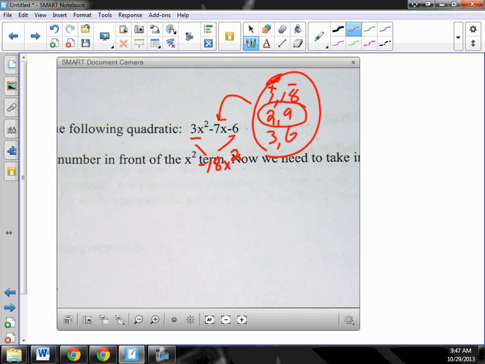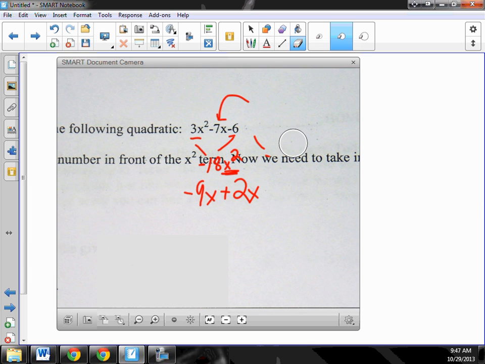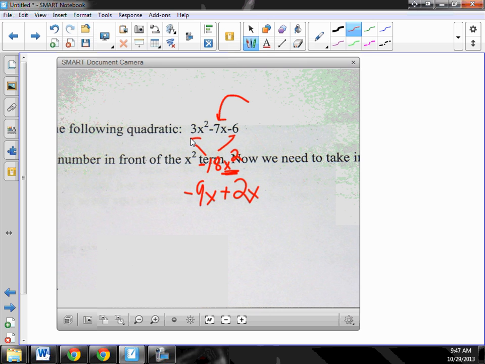-9 plus 2. Now, notice it's an x squared. So we need to write -9x plus 2x. So all I did was multiply the first and the last together, found the factors of that add to be -7x, and it was -9x and 2x. Now I'm going to bring down the beginning and the end of this equation. So 3x squared and a -6.